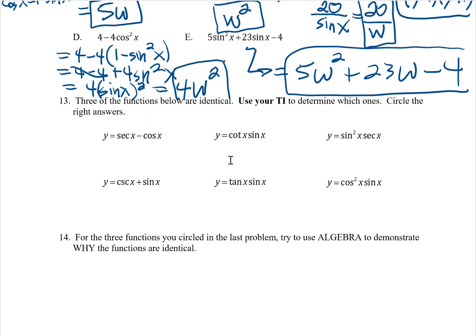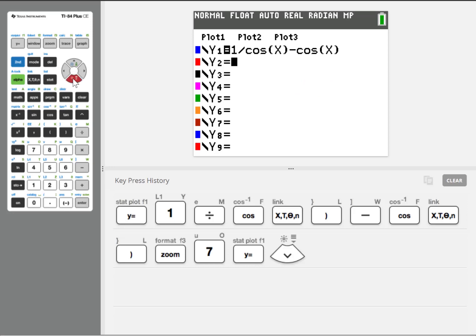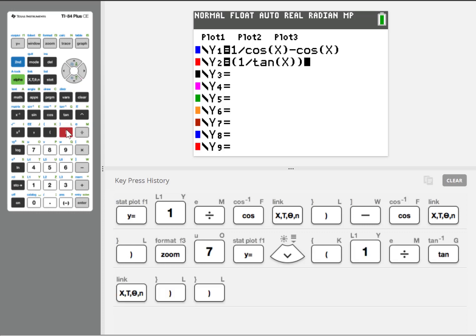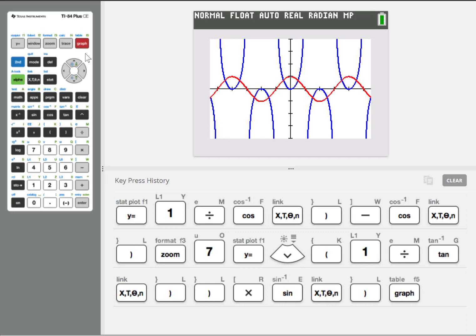I'm going to start adding in some of these other ones. So now I've got cotangent x sine x. Back to the y equals. For cotangent x, I'll have to enter that one as 1 over tangent x. So there's cotangent x and then times sine x. And I'll hit graph. And obviously that's completely different, so that's not a match.